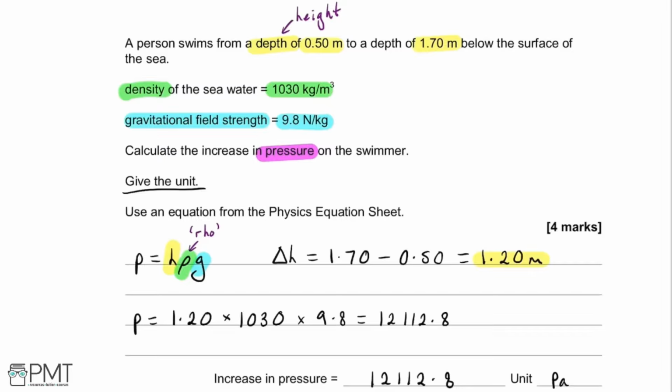And just another thing, we didn't have to change any of the units in this question. They were all in the standard units for each value. So you don't need to worry about doing sort of gigapascals or millipascals or anything like that. You can just leave it as pascals and you're good.